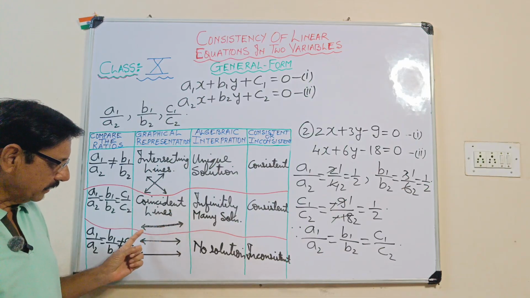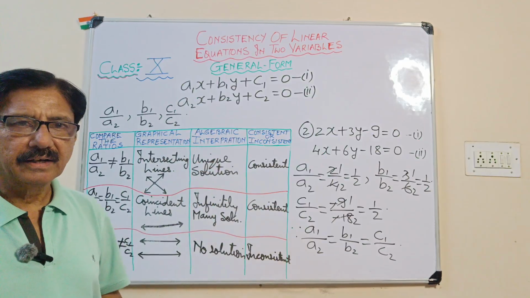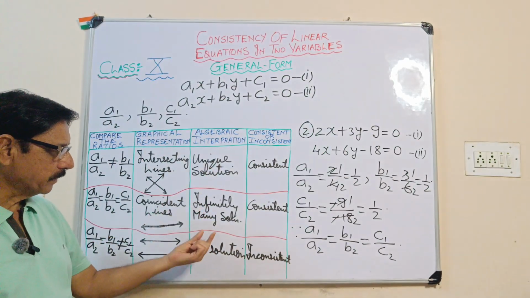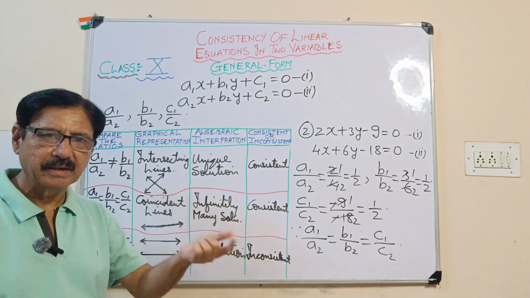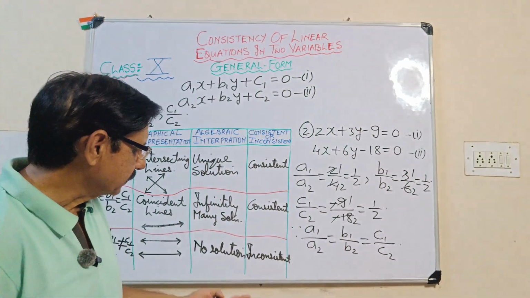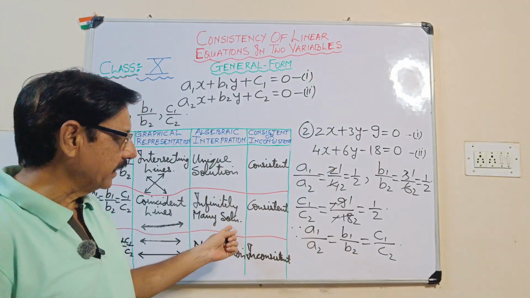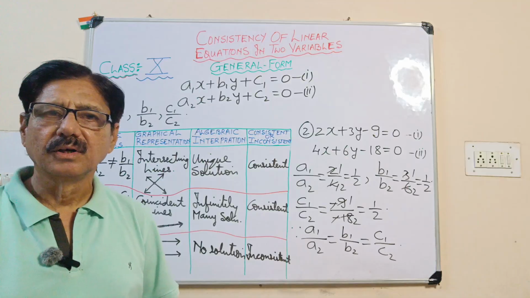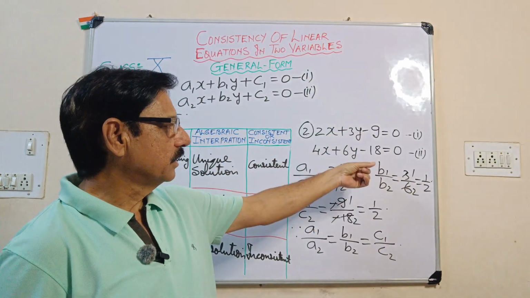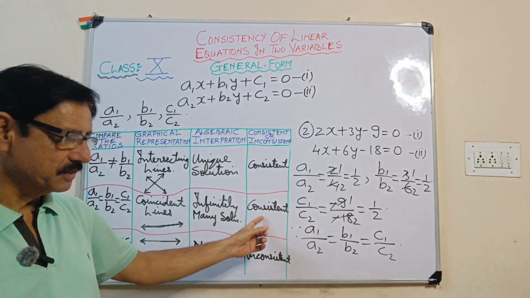So because they are intersecting at every point, the algebraic interpretation is infinitely many solutions, because when every point is a solution, there is no end for the solution. And because we are getting the solution, it is consistent. The pair of linear equations in this example is consistent.